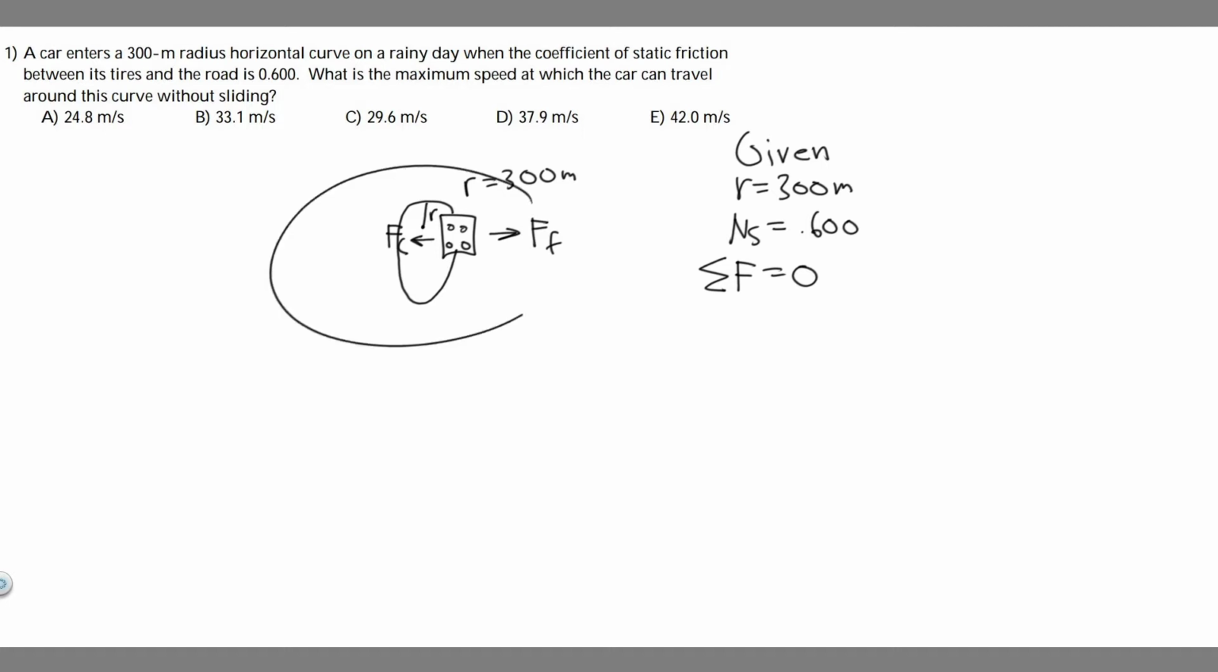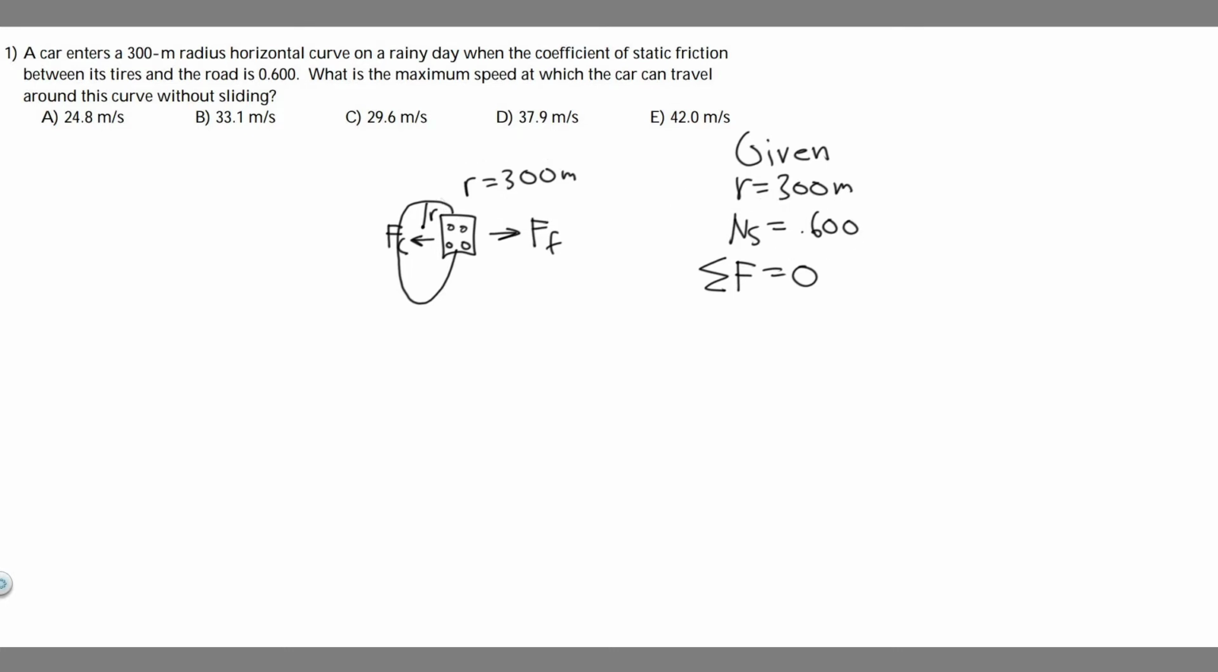So what you want to do first is just draw what's going on. Notice what we have is this car, and what you want to imagine is this is the top view, right? And this is just going to be the track. We know it's going to be turning around this curve with a radius of 300 meters. We're also told the coefficient of static friction is 0.6, so just keep that in mind.